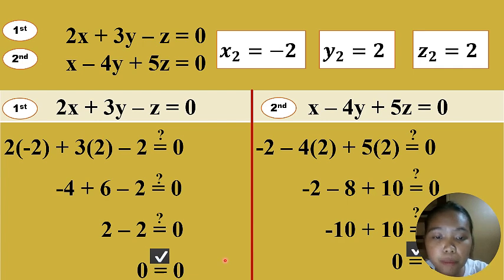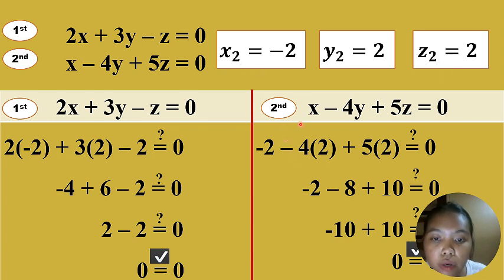And the check mark there indicates that the solution satisfies the first equation. All right. So now let's proceed to our second equation. So we have our second equation here, x minus 4y plus 5z is equal to 0. Same process, we are going to substitute the values of x sub 2, y sub 2, and z sub 2 into this equation.